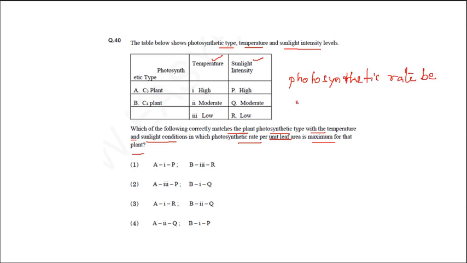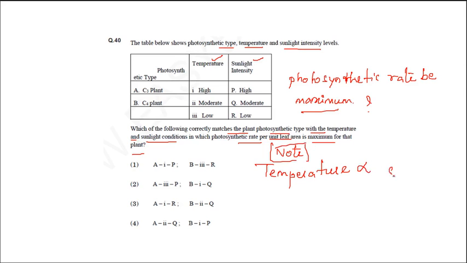Be maximum for C3 and C4 plants. Okay, this is our question. Now for C3 plants, one thing we need to remember, note, is that temperature is directly proportional to sunlight intensity. If the temperature is high, the sunlight intensity will also be high. So a high and low combination will not be the correct answer.